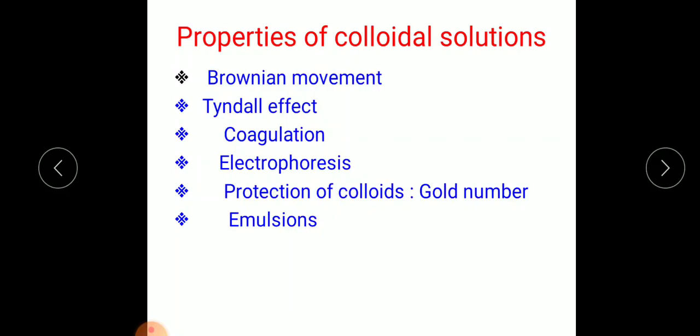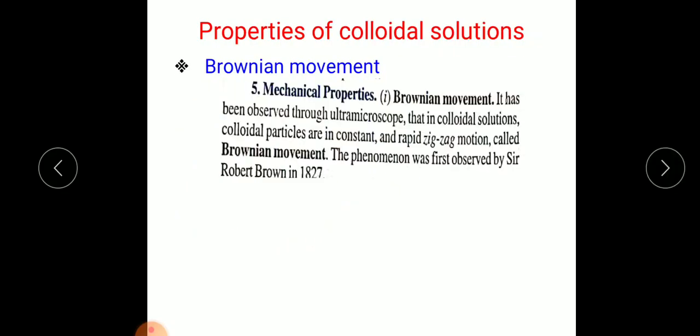Properties of colloidal solutions: Brownian movement, Tyndall effect, coagulation, electrophoresis, protection of colloids, gold number, and emulsion. So these are the important properties of colloidal solution. First we'll discuss Brownian movement.